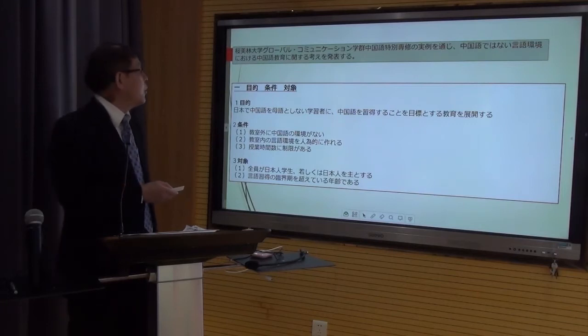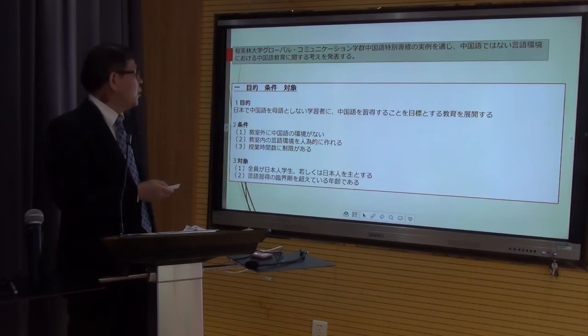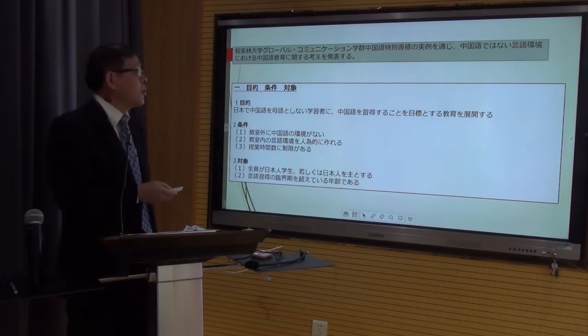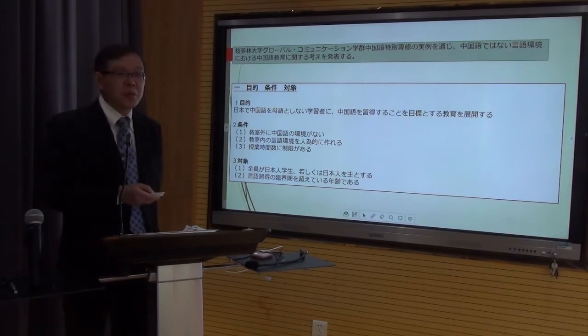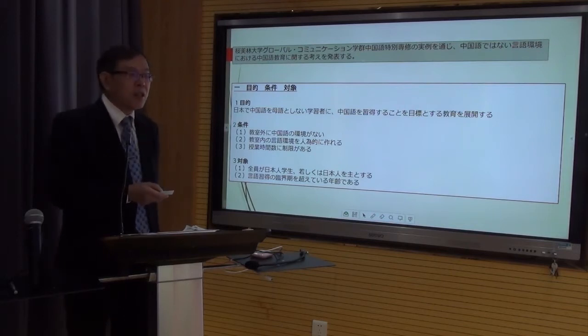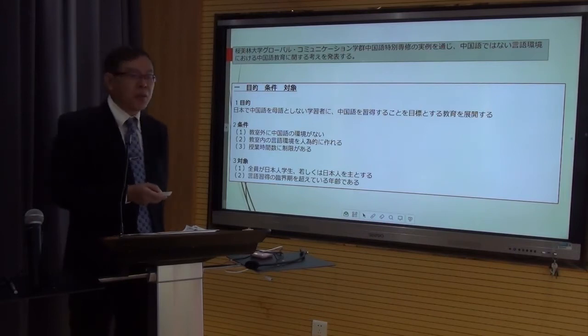Now, at Oberlin, the purpose of Chinese language education is to have students in Japan whose mother tongue is not Chinese acquire the Chinese language. The conditions are, since the courses are offered in Japan, of course, the classroom is not a Chinese language environment, but the teachers can create a Chinese language environment in the classroom.